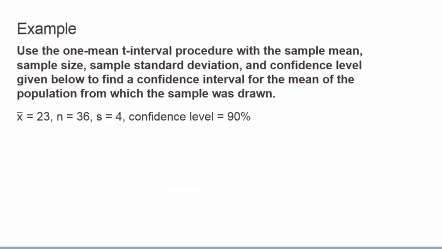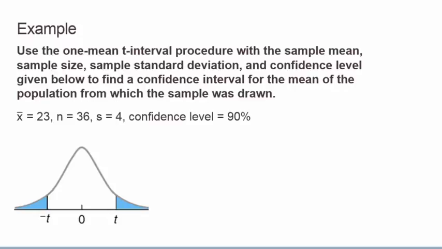Example: use the one mean t-interval procedure with the sample mean, sample size, sample standard deviation, and confidence level given below to find a confidence interval for the mean of the population from which the sample was drawn. X bar equals 23, n equals 36, s equals 4, confidence level equals 90%.